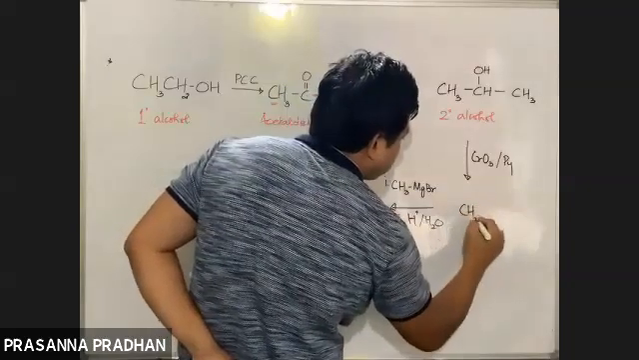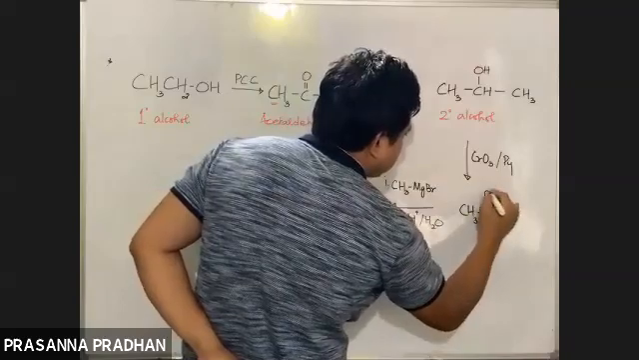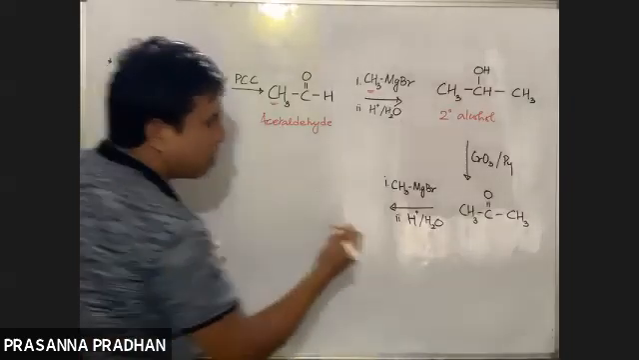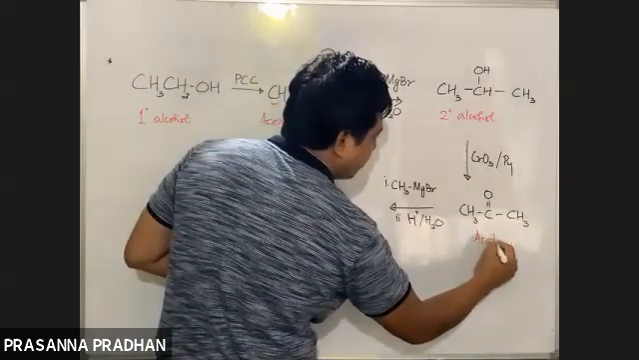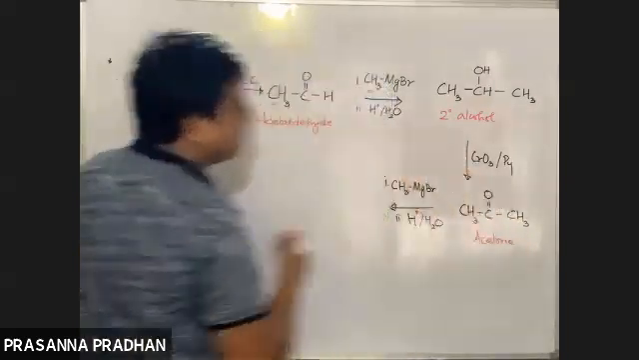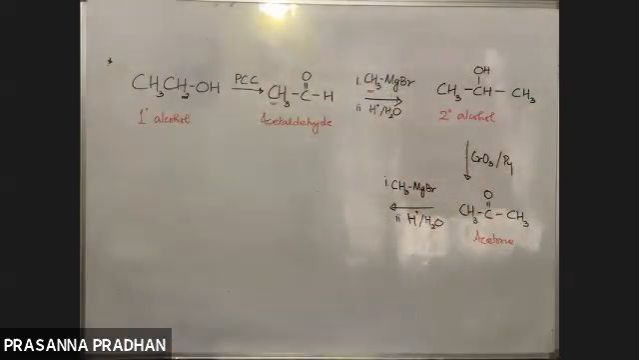Ketone means the CHOH group is oxidized to a C double bond O group, like this. So what is the name of this ketone? It's propanone, and the common name, yes, we all know, is acetone.